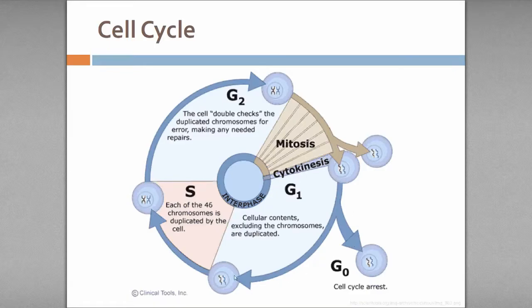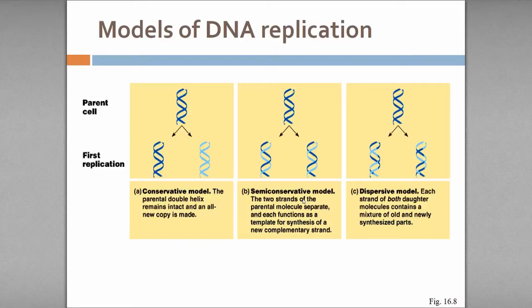G1, as you can see here, is when all the cellular contents, excluding the chromosomes, are duplicated. And then in G2, the cell double checks the chromosomes, making any repairs. And then you guys know what happens in mitosis. That's what we basically studied in previous grades. We studied mitosis. Okay, moving on.